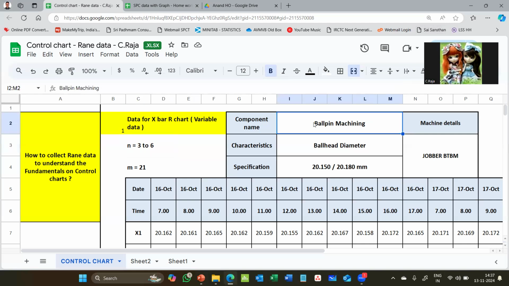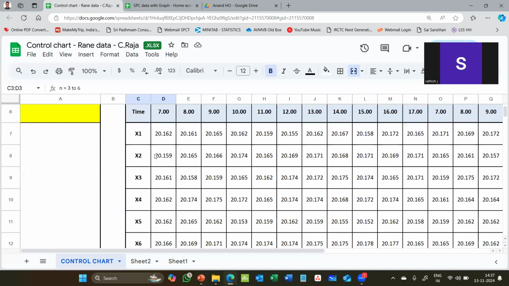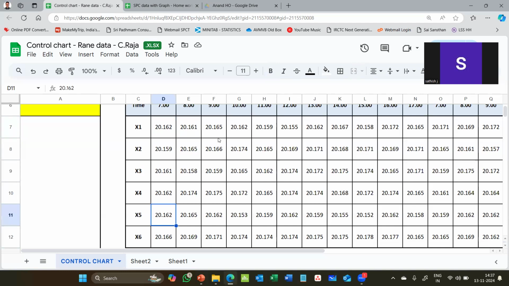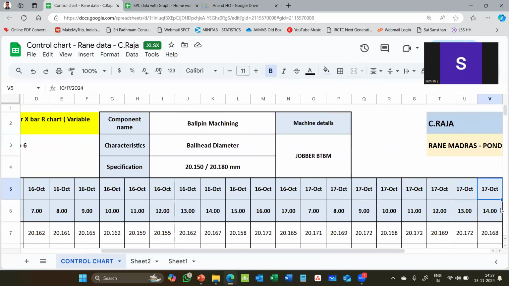Visible, sir. So you have ball pin machining, right? That is the component and the process you have taken. What is your N, Raja? Number of samples? Six, 1, 2, 3, 4, 5. M is 21. Like M equal to 20. Yes. You have done a very nice analysis.